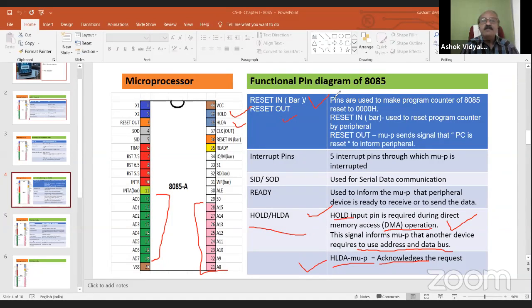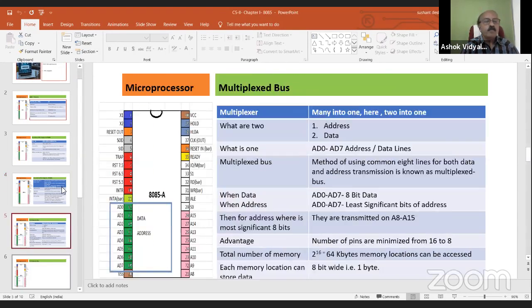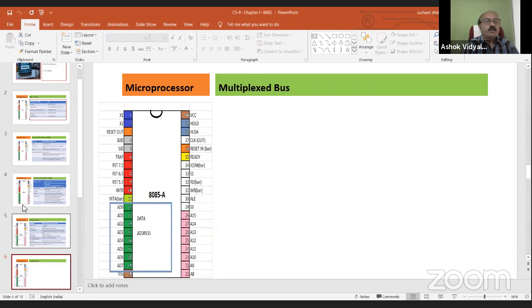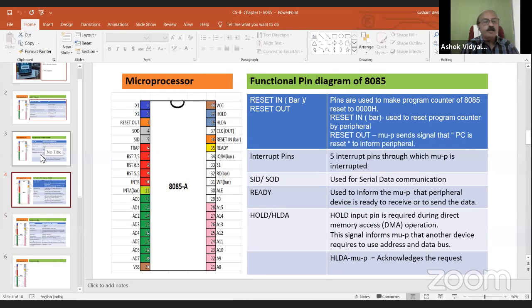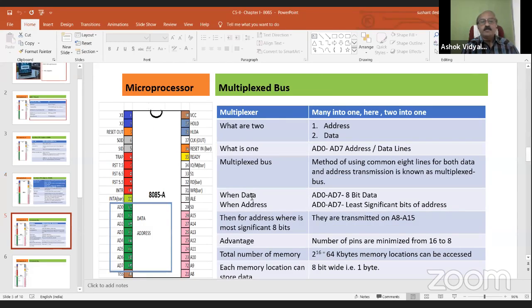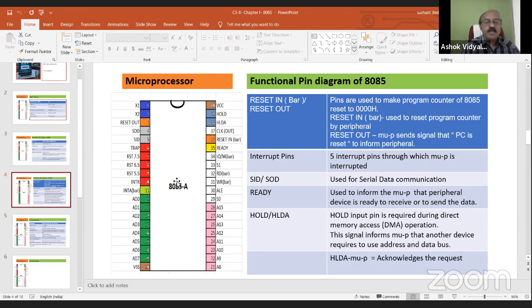HLDA is the acknowledgement. It is the acknowledgement that yes, I have received the HOLD signal. It's a handshake. Correct? All right. Moving ahead. So these are the important pins that are used in the 8085 microprocessor.